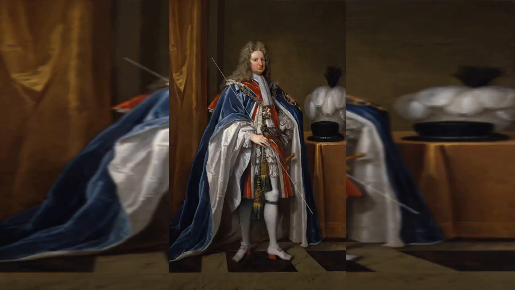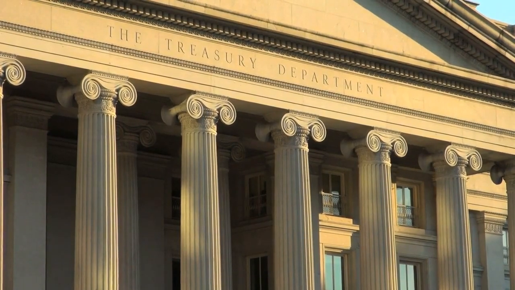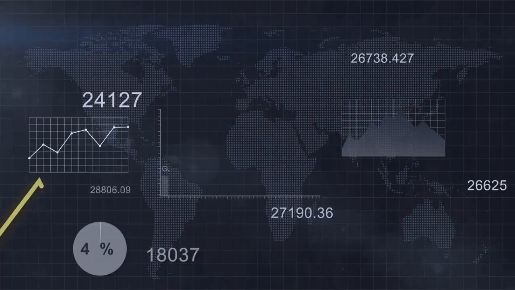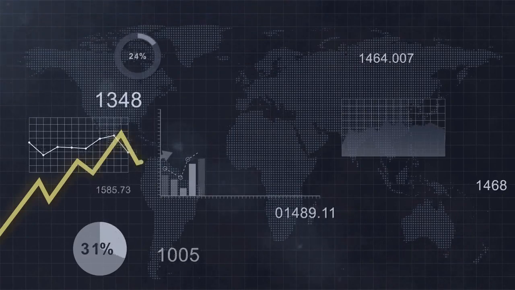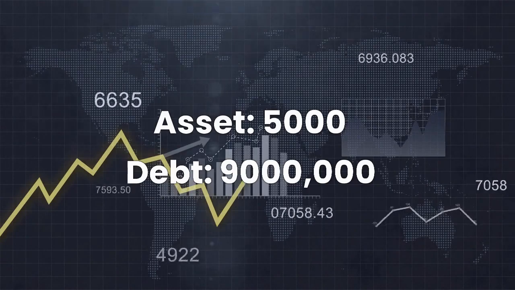In 1710, a new Chancellor of the Exchequer was appointed by the Queen, and that person was Robert Harley. At that time, the government treasury had roughly £5,000 in assets. But government debt was a breathtaking £9 million. That is massive relative to the country's assets back then.